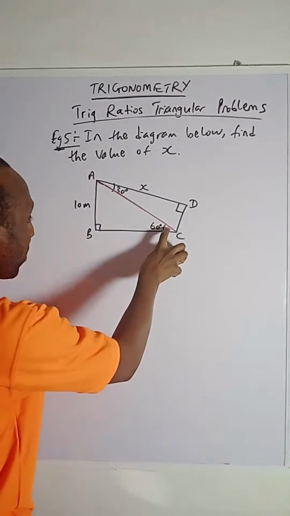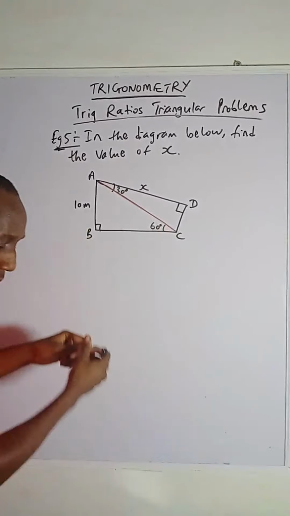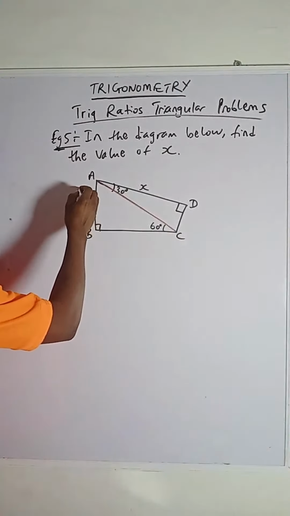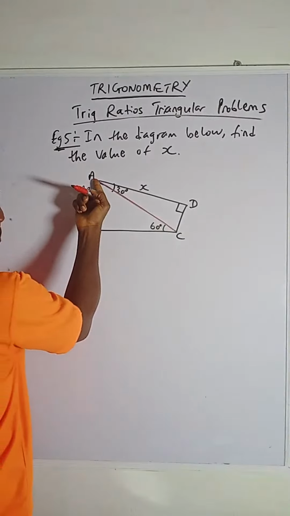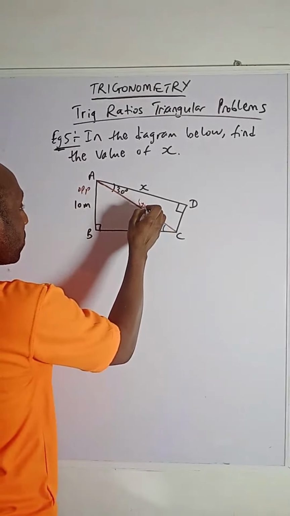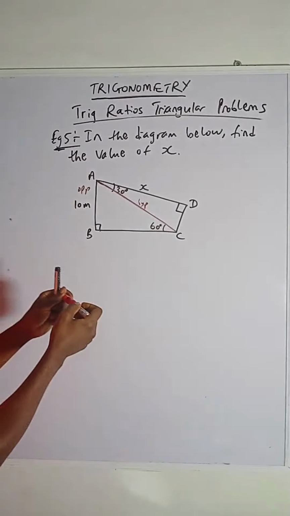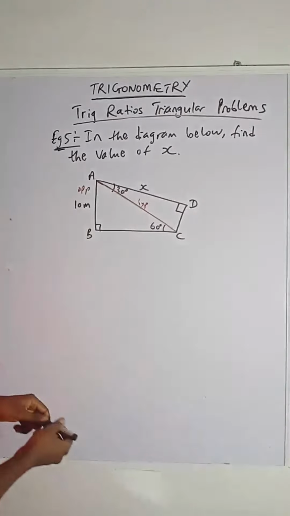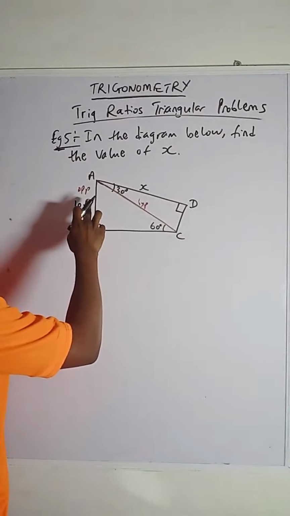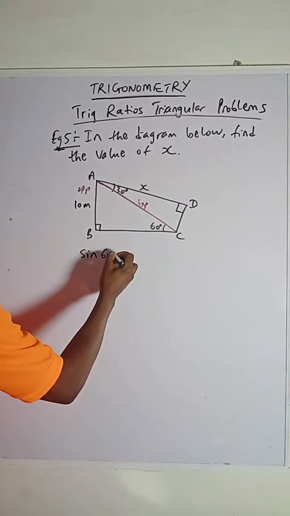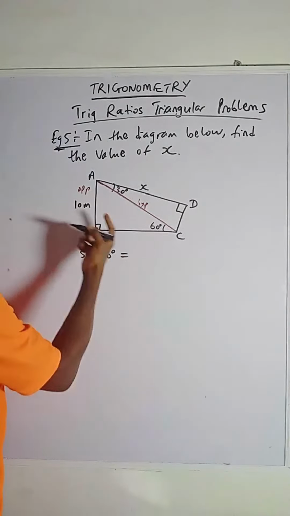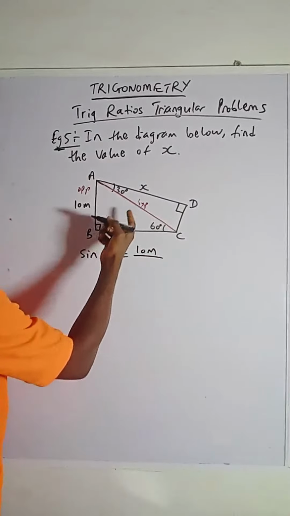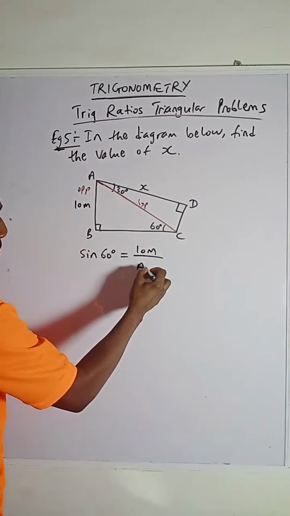So let's begin. This is where the angle is, and this becomes the opposite, the side facing the angle. Since we need to get AC, this is the hypotenuse, the side facing the right angle. What should we use? Opposite and hypotenuse. We're going to use sine. So sine 60 degrees is equal to opposite 10 meters over hypotenuse. That's AC, line AC.